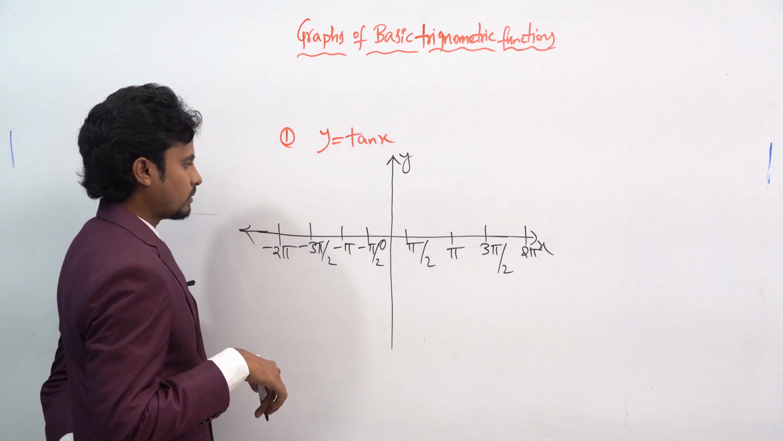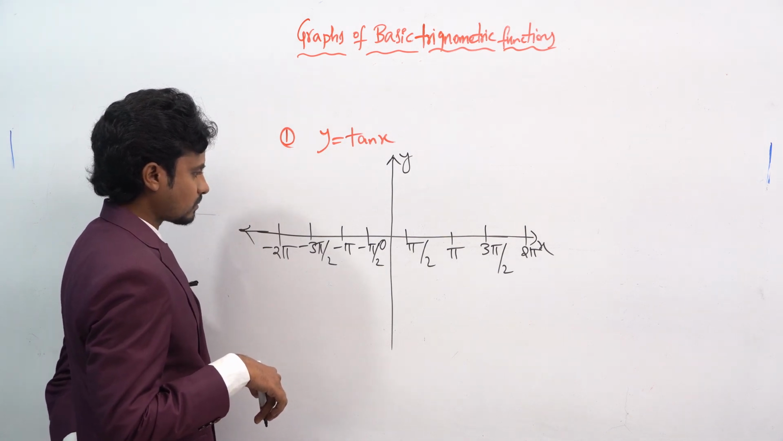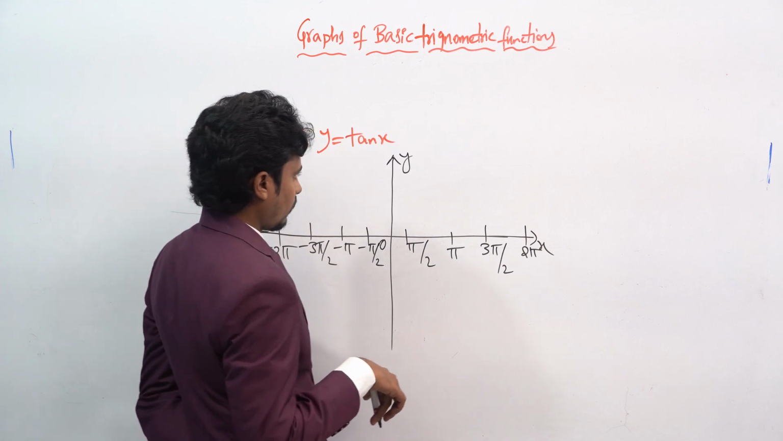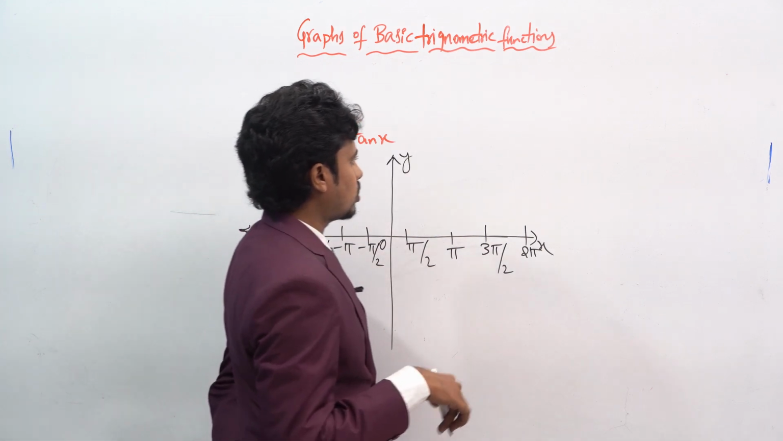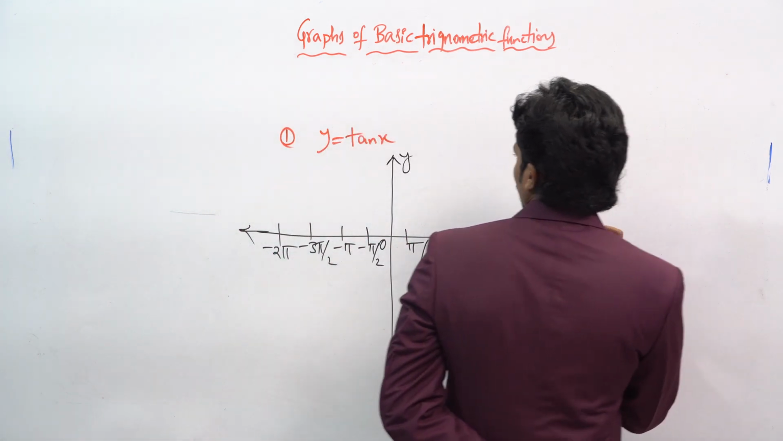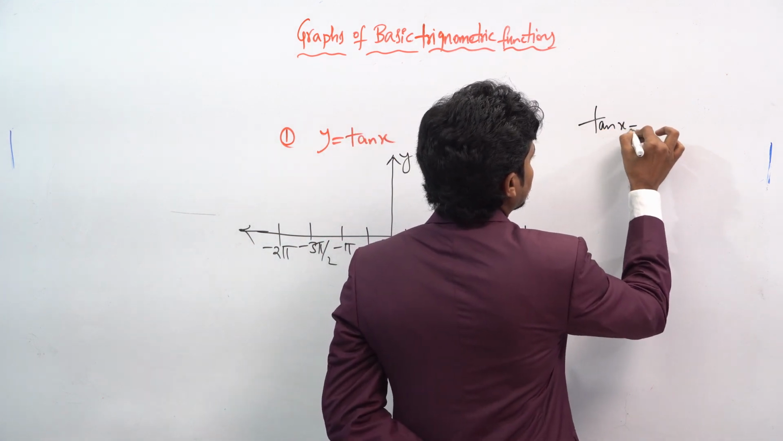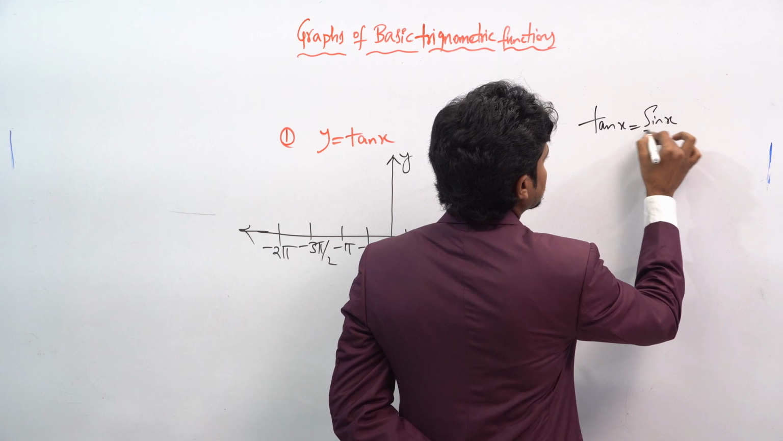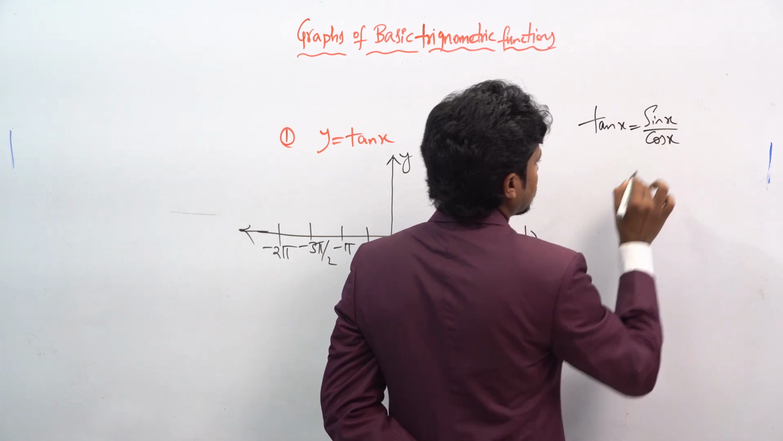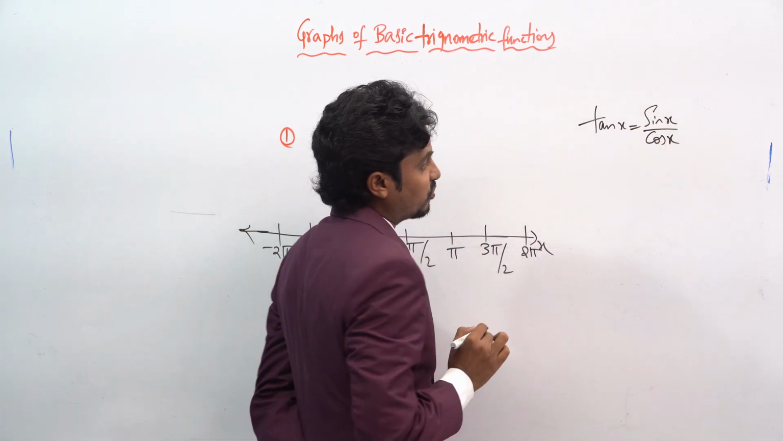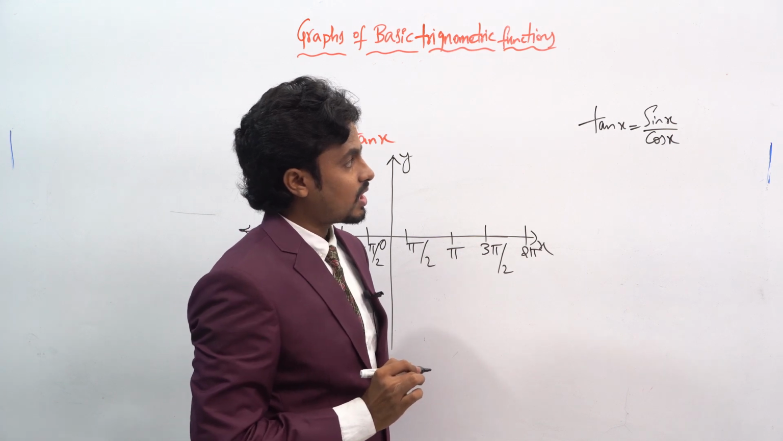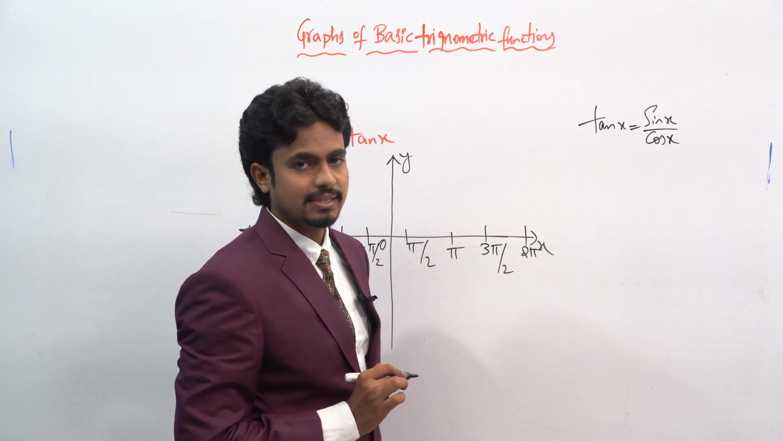Okay, let's see. Here also, how you can write tan x: that will be equal to sin x divided by cos x, right? So here if you divide sin x by cos x, you will get tan x.